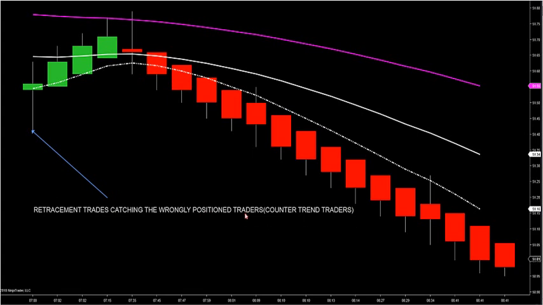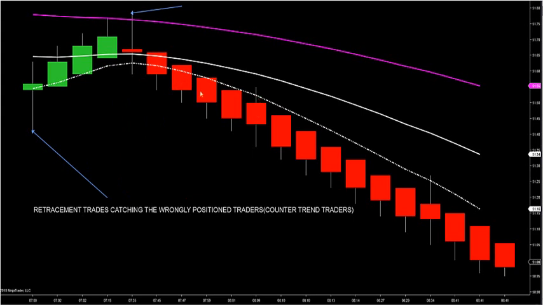So these are retracement trades, catching the wrongly positioned counter trend traders. When I see green reversal bars coming in, I know I'm catching the wrongly positioned traders. What I want to try to do is time this top. My system called the exact bar to the top right there. I'm going to show you how we do it.